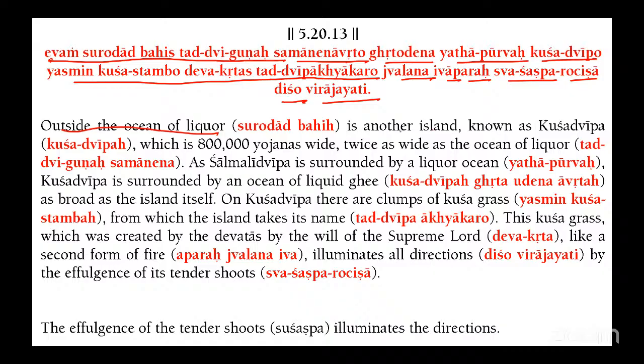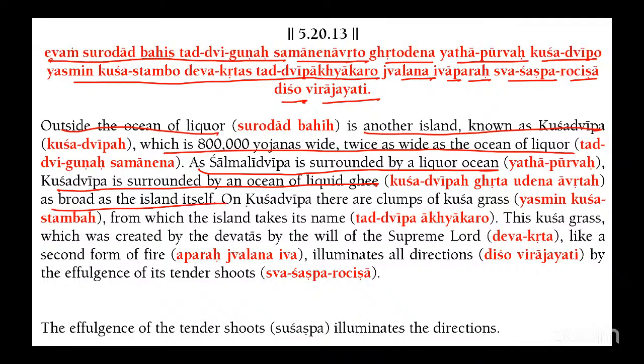Outside the ocean of liquor is another island known as Kushadvipa, which is 800,000 yojanas wide, twice as wide as the ocean of liquor. As Shalmali Dvipa is surrounded by a liquor ocean, Kushadvipa is surrounded by an ocean of liquid ghee, as broad as the island itself.